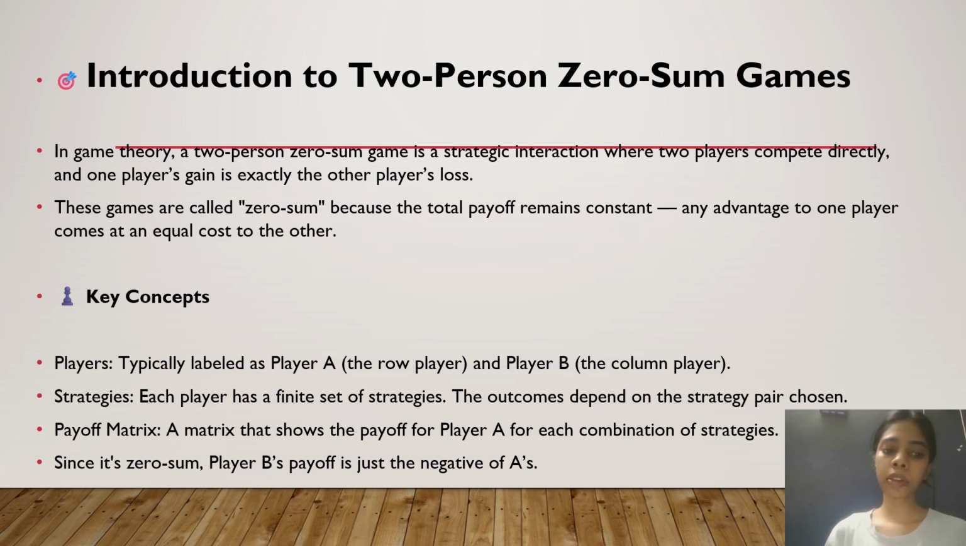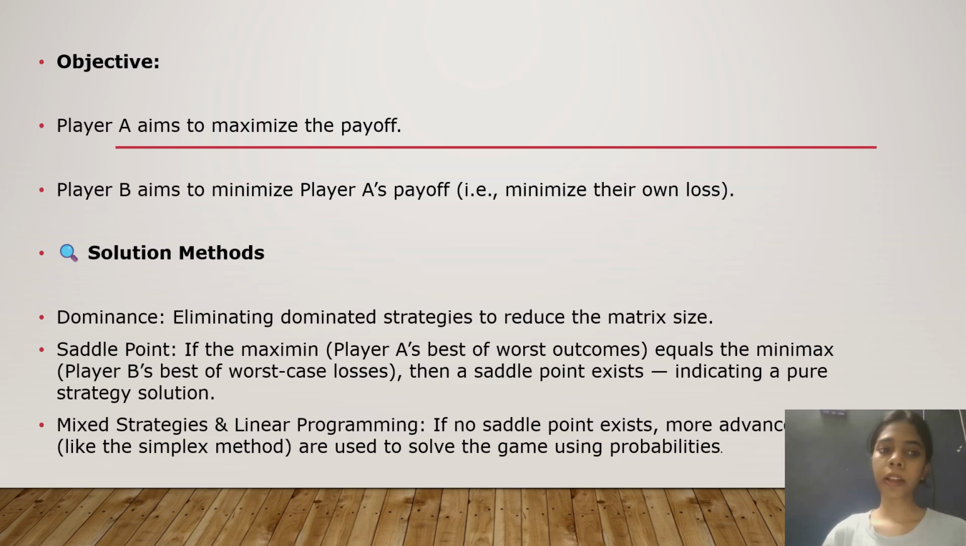Let's discuss some key points. Players are typically labeled as player A, the row player, and player B, the column player. Strategies: players have finite strategies. The outcomes depend on the strategy each player chooses. The payoff matrix is a matrix that shows the payoff for player A for each combination of strategies. Since it's zero-sum, player B's payoff is just the negative of A's. The objective is that player A aims to maximize the payoff and player B aims to minimize player A's payoff, that is, minimize their own loss.